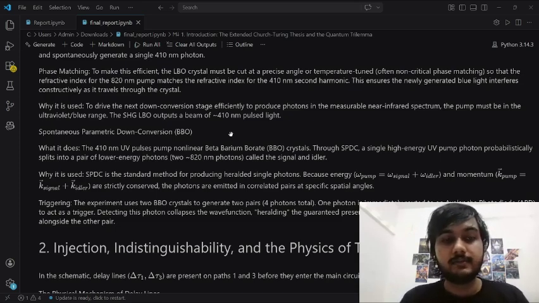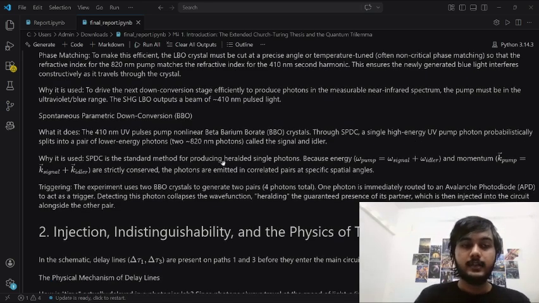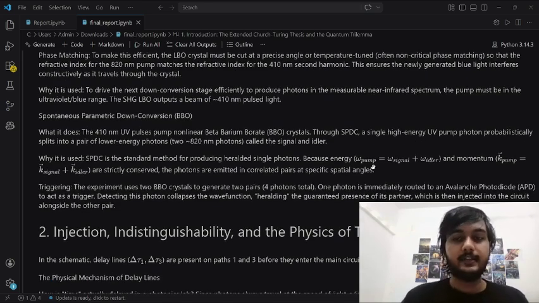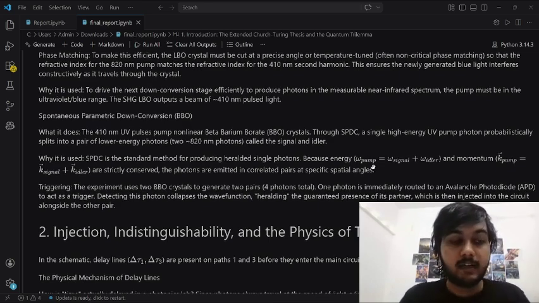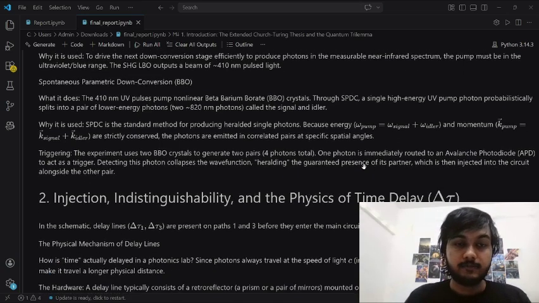So now after this, we will have a photon pair going into this, which is correlated. Here they are correlated through the energy conservation equation and the photon momentum conservation equations. So now there are some other things also.